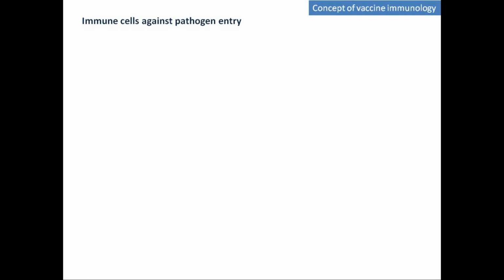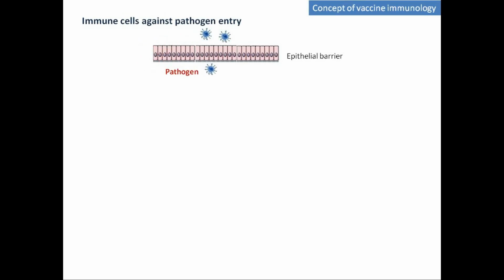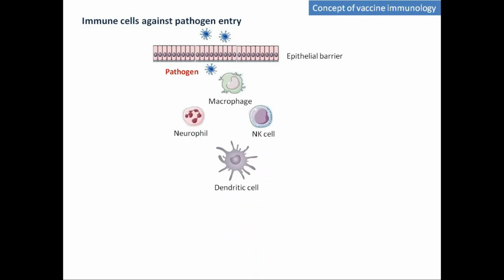So let's first look at what kind of immune cells are present, elicited or accumulated when an actual pathogen enters our body. Let's consider this as your skin, which is an epithelial barrier. The pathogen is outside our skin or barrier. It's possible that the pathogen can get through this barrier using its different invading mechanisms. Thereby first it can recruit our phagocytic cells, which can be a macrophage, which leads to the recruitment of neutrophils, natural killer cells, as well as dendritic cells.